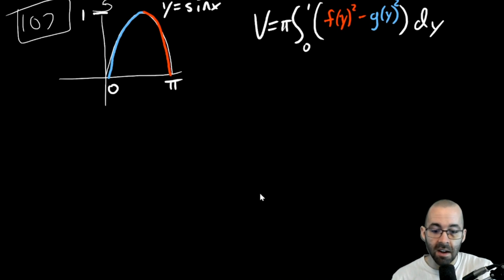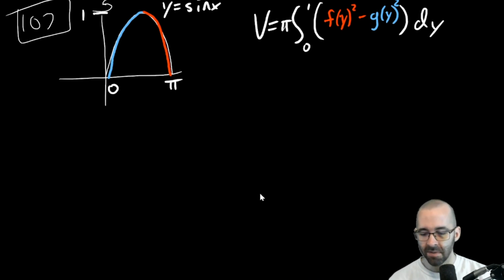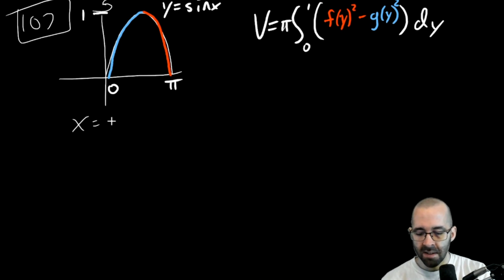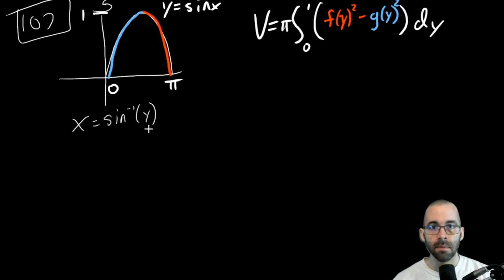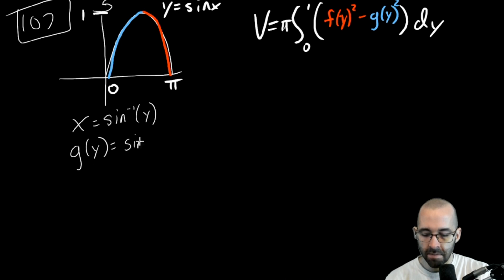Because it's the same function. It's sine of x. So how do we write this in terms of y? Well, one of them will just be inverse sine. One of them will be x equals inverse sine of y, arcsine. Which one? Well, the answer is the one in the domain and range of arcsine. It's going to be the blue one. G of y is arcsine.